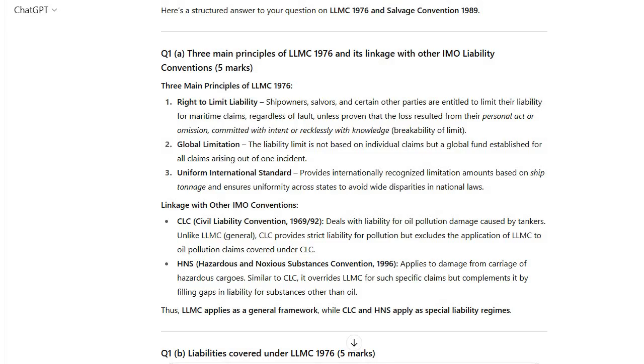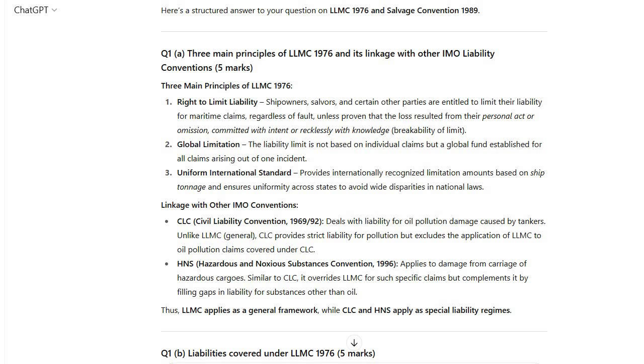The second one is global limitation. The liability limit is not based on individual claims, but on a global fund established for all claims arising out of one incident. Now there is a global limitation. You cannot charge the shipowner, salvor, or other parties unlimited. There is a certain cap which has been put up based on the global fund that is collected or established. So there is a reinsurance that happens. So there is a cap up to which the insurance can be claimed, right? So there is a limit called the global limitation.